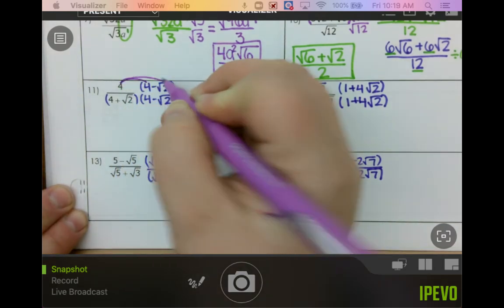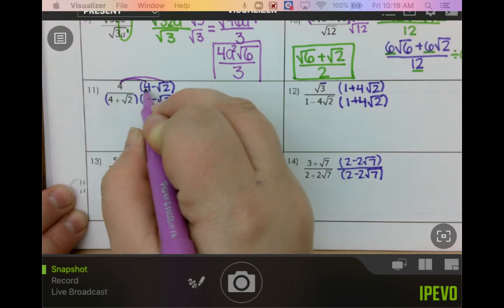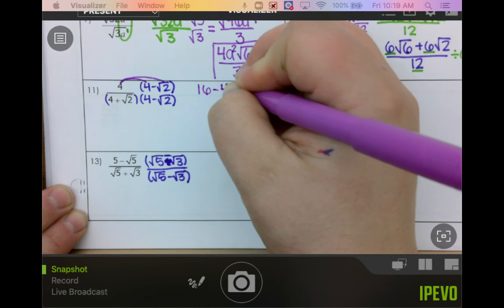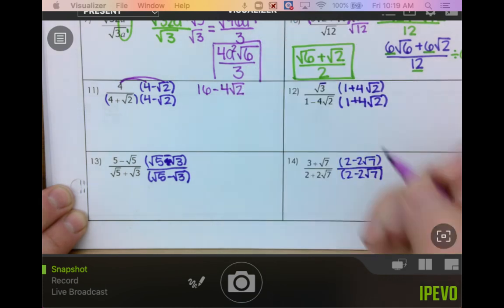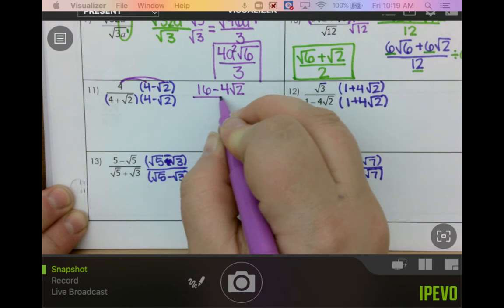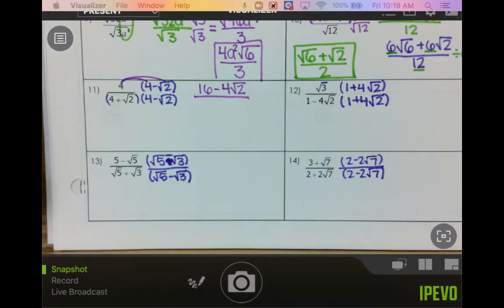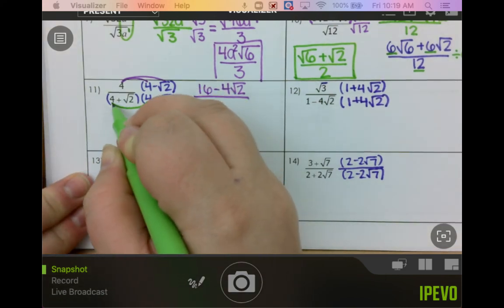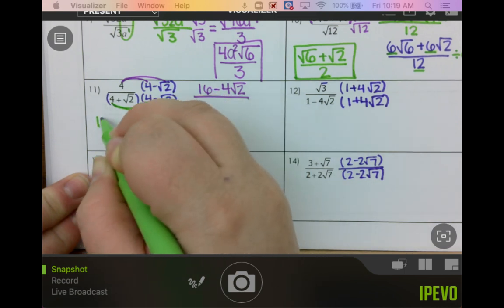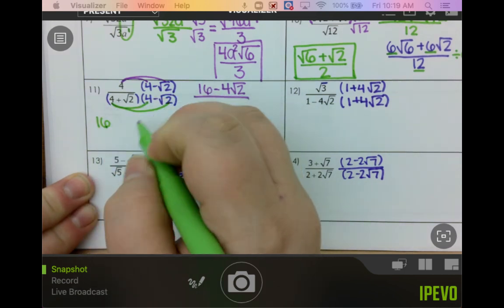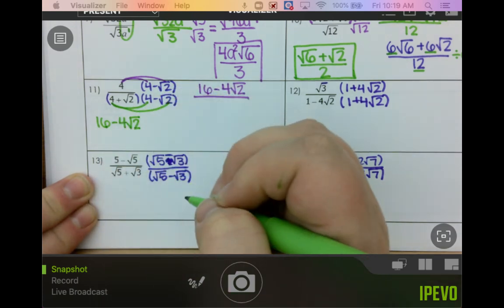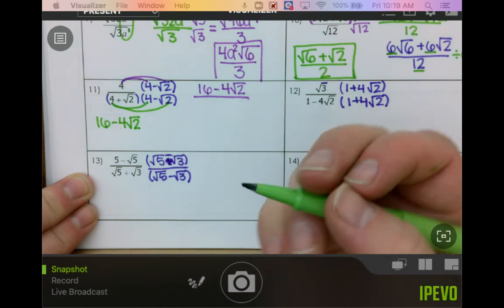There we go. We have to distribute. So this will be 16. And then 4 times negative square root of 2, the 4 just goes out front. On the bottom, I'm going to show you the long way, and I'm only going to do this on number 11. On all of the others, I'm going to shorten it up. You have to distribute this 4 to both of these. So that'll be 16, and 4 times negative square root of 2 is just negative 4 square root of 2. They can't multiply because one's outside and one's inside, so they just get written together.